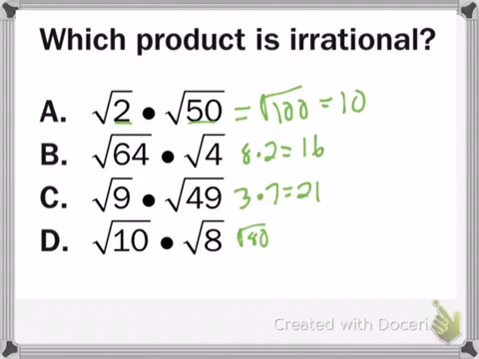And if we simplify the square root of 80, we're going to get 16 times 5, which is 4 on the radical of 5, which is an irrational number. Okay?